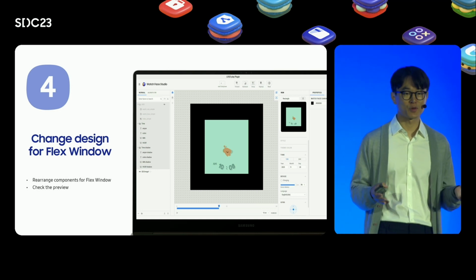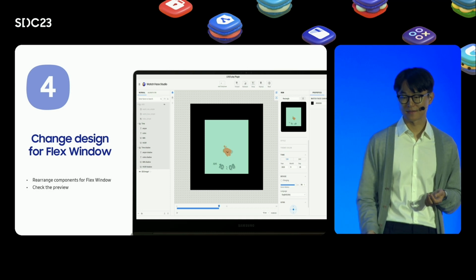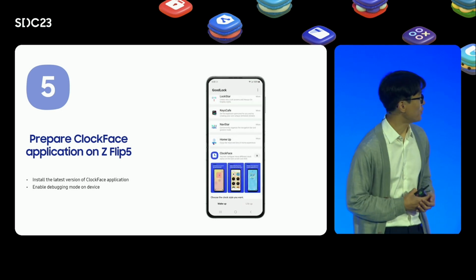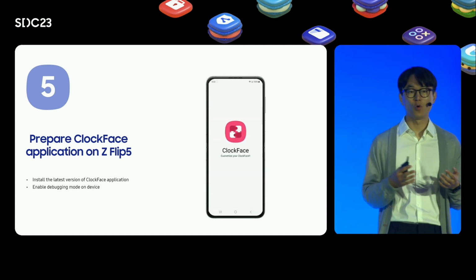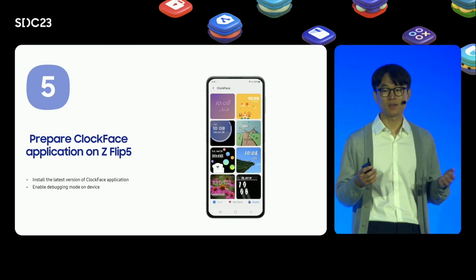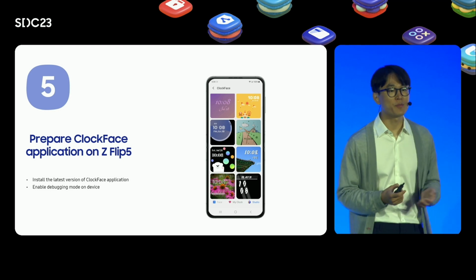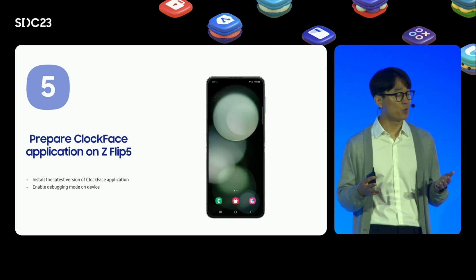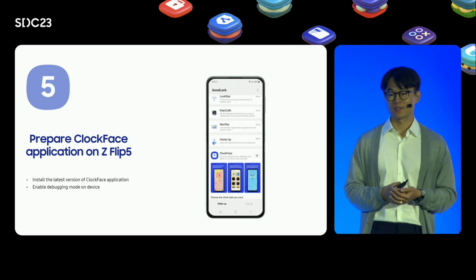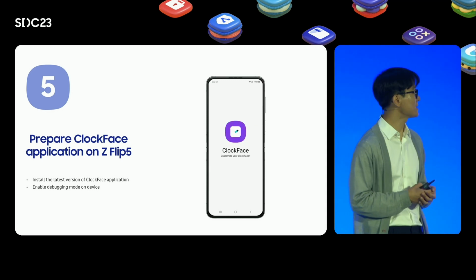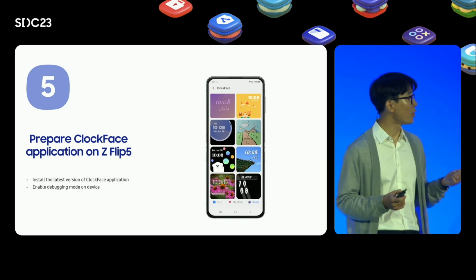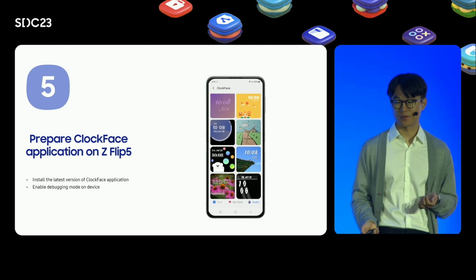It's time to prepare your Galaxy Z Flip 5. As I said earlier, to install the watch face project to the Flex window, you need a mobile app named Good Lock Clockface. You can download it from Galaxy Store. If you have never used it before, please try it. It will open new ways to customize your smartphone. Anyway, the applications are installed. It's time to run your project on Z Flip 5 by clicking the Run on Device menu of Watchface Studio.